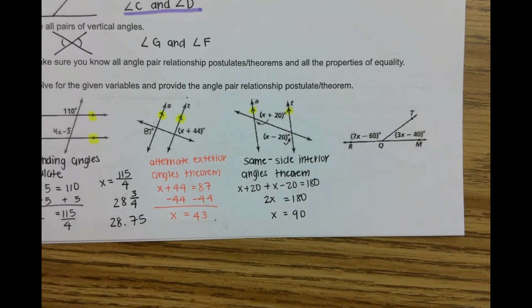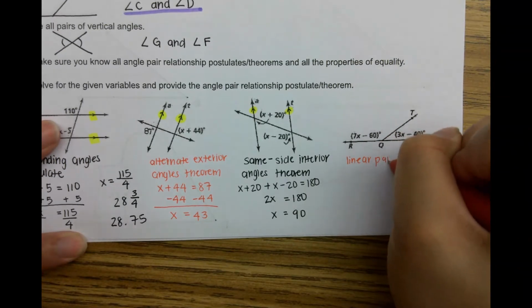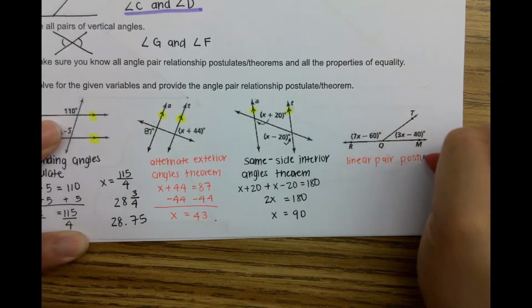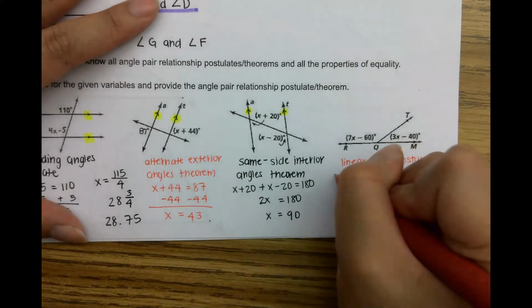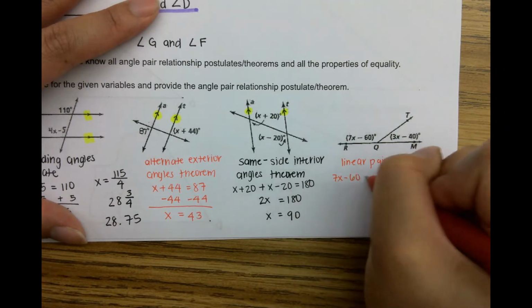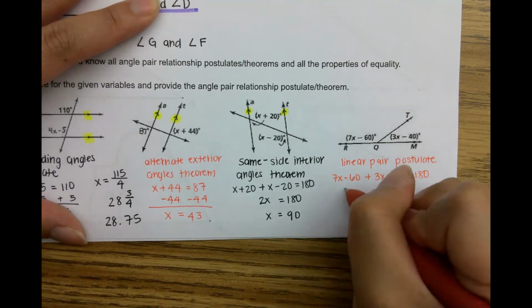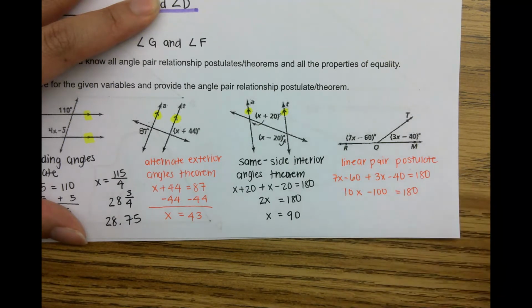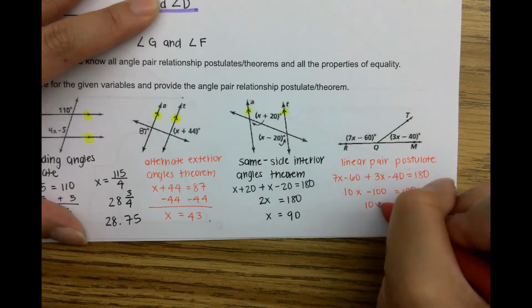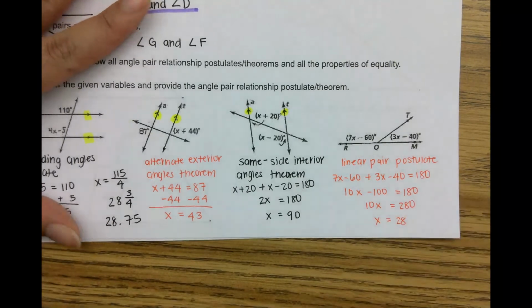And then here, this is a linear pair. And so the linear pair postulate tells me that these two angles are supplementary, which means that they add up to 180. So 7x minus 60 plus 3x minus 40 equals 180. When I combine like terms, I get 10x minus 100 equals 180. When I add 100 on both sides, I get 10x equals 280. And then x equals 28.